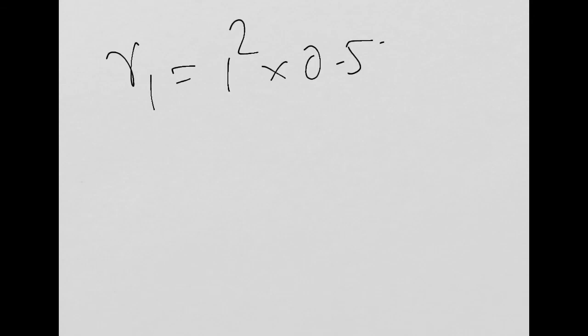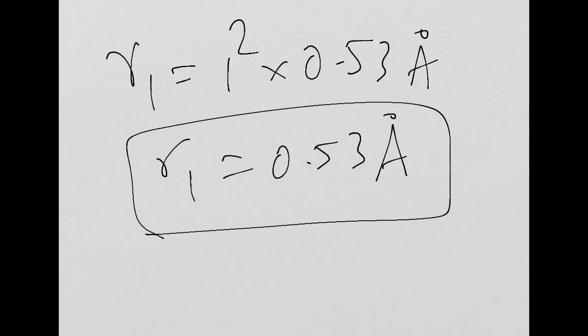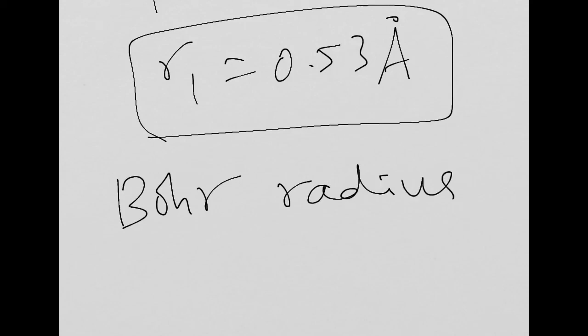What if it is the first orbit? Then R1 is 1 square into 0.53 Angstrom, which means the radius of the first orbit is 0.53 Angstrom. This is called Bohr's radius, or Bohr radius. This finishes radius of nth orbit.